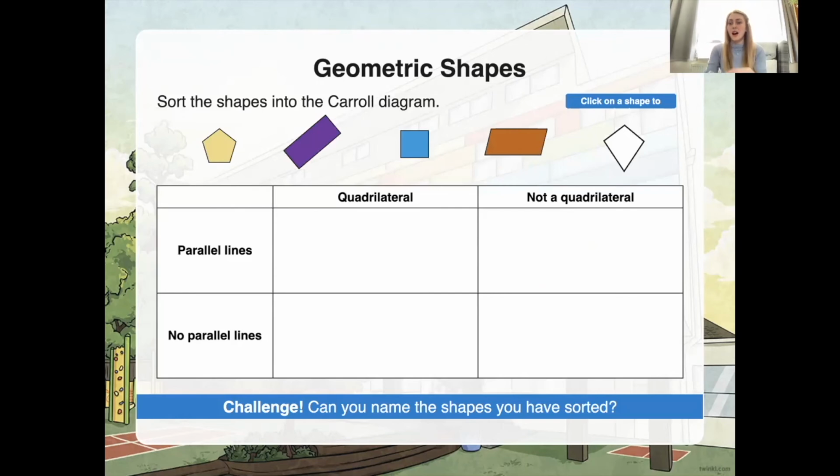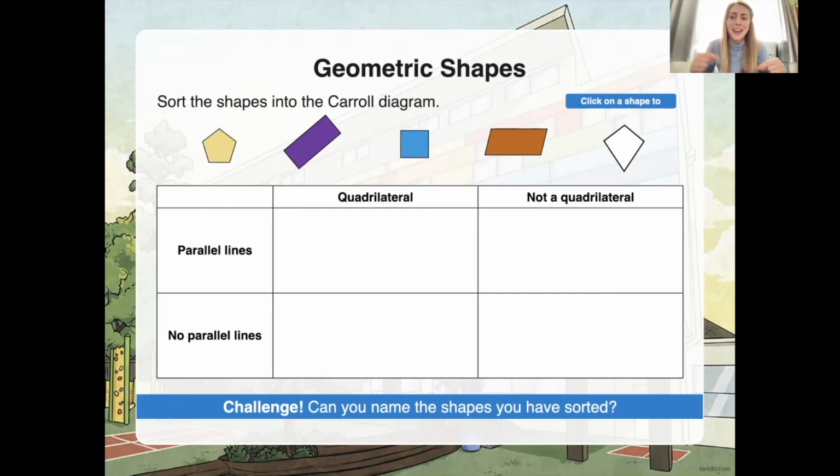Now, these are a more complex type of diagram. They're similar to tables, but we call these Carroll diagrams. And you need to sort the shapes into the correct section by reading all four sections of the Carroll diagram. So again, we've split the table in half, and we're going to have the shapes on the quadrilateral side or not quadrilateral side, depending on whether they have four sides or not.